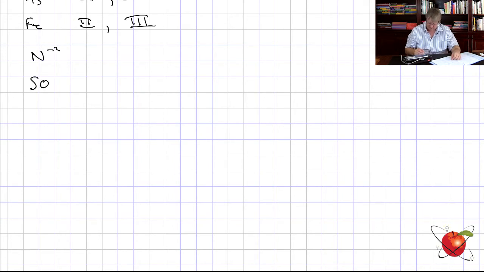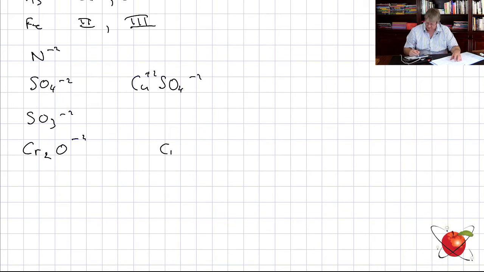Sulfate, SO4 minus 2. How do I remember it? Copper sulfate. I always remember those two like that. Sulfite is SO3 minus 2. Dichromate, Cr2O7 minus 2. And a chromate ion, CrO4 minus 2, like that. Chromate, dichromate. Why is it called a dichromate? Simple, because here you've got 2, so that makes it a dichromate. Carbon dioxide, 2 oxygens, CO2.